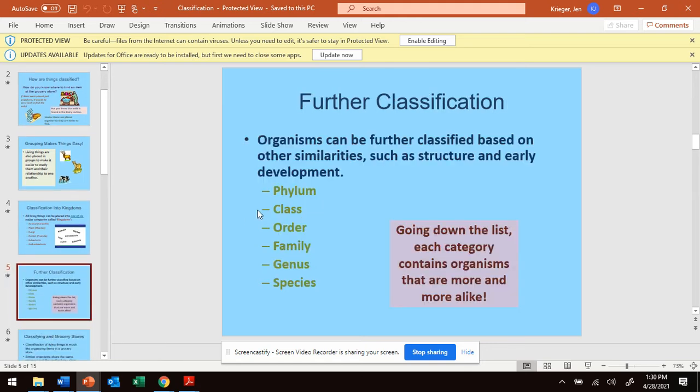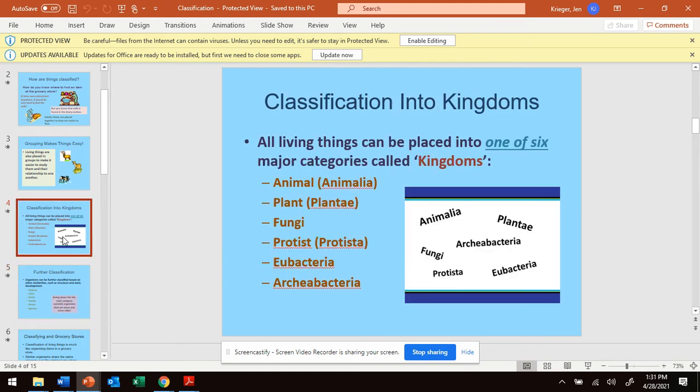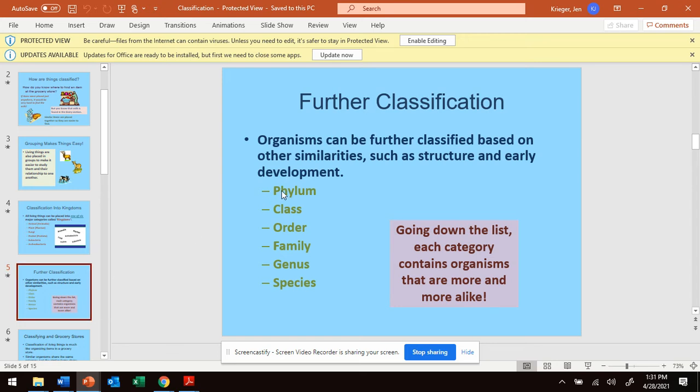Okay, then if we further classify living organisms, they can be classified based on other similarities, maybe their structure and early development. Okay, phylum, class, order, family, genus, and species. So overall, as we classify, we can break it down in animals and living organisms and do it more specifically. So kingdom is our largest group, and there's six groups. Again, don't worry about what's in parentheses. Then we can even go further and do phylum is next, then class, then order, family, genus, and species.